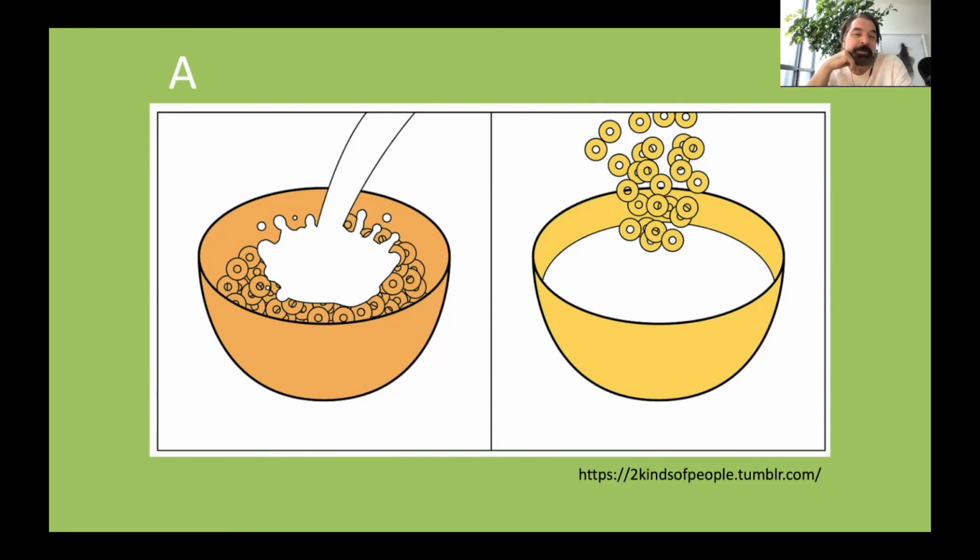Now, are you person A or are you person B? I took these images from that website, Two Kinds of People, and they're quite enthralling. And when I've asked students this myself, it's quite engaging. You get a lot of response and some very heated or emotionally stimulating responses.